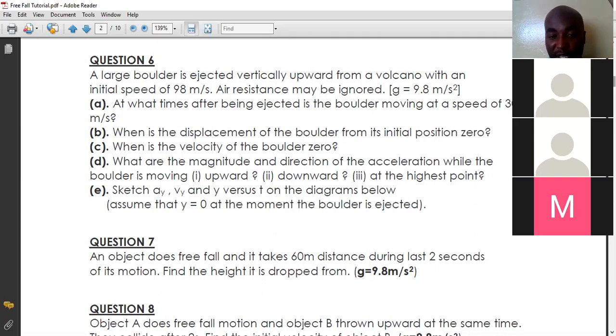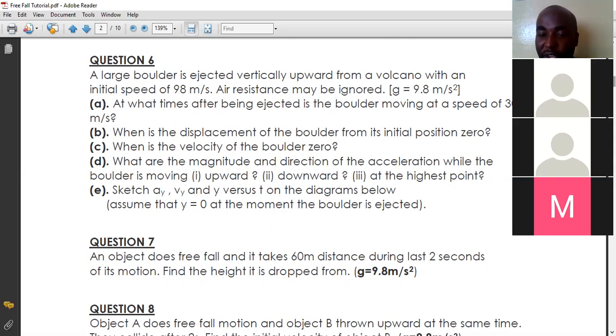Velocity 0 at the maximum height, I know you know. Then D, what are the magnitude and direction of the acceleration while the boulder is moving upward, downward, and at the highest point? Then next is sketching. So D, I've already told you for acceleration. Acceleration is constant for free fall. It's 9.8 for all 1, 2, 3.